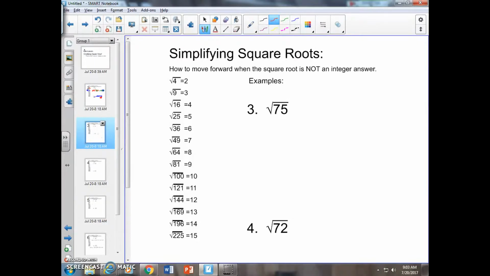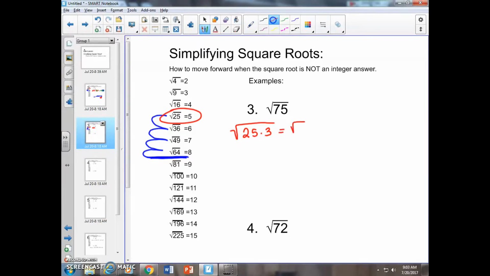Okay, square root of 75. We'll go over, check our chart. 75 is in between 64 and 81. So let's work our way back. Will 64 go into it? No. Nor will 49. 36 doesn't go into 75 evenly. But 25 does. So the square root of 75 can be broken apart into the square root of 25 times 3.